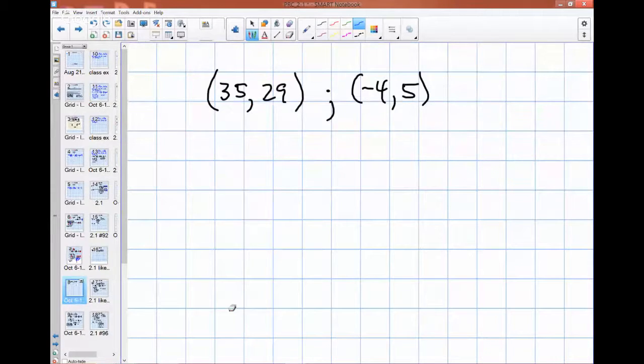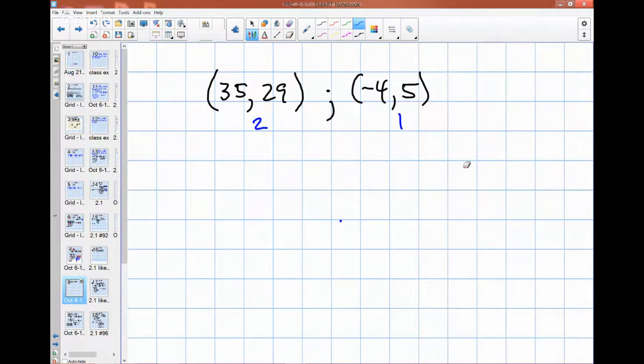Let's do another one. Let's find the equation of the line that contains these 2 points. Yes, is there a question out there? No? Okay. So Matt, I'm going to give you the choice this time. Which point should we call 1 and which should we call 2? We'll call 2 the 35 and 29, and then the 1 the negative 4 and 5. Thank you. That's what I'll do.